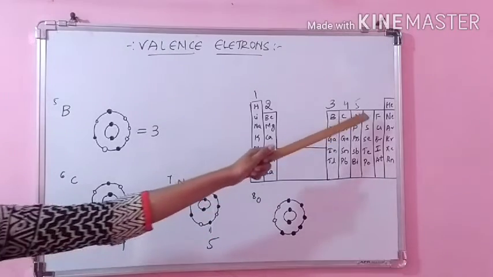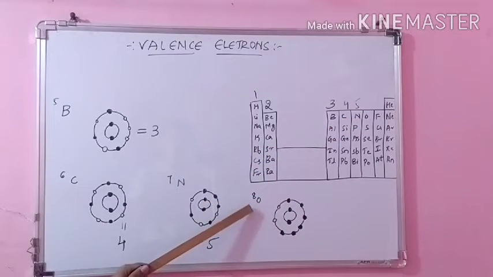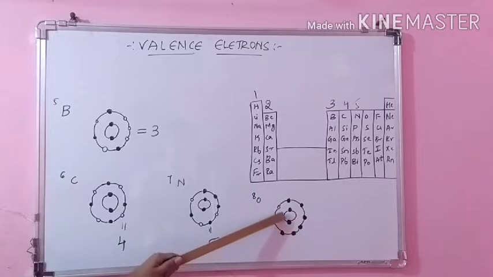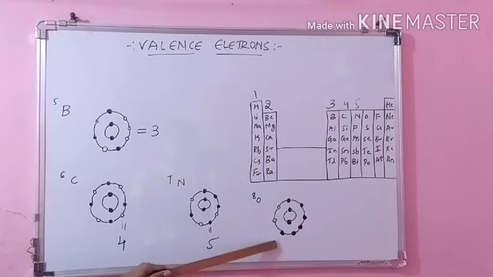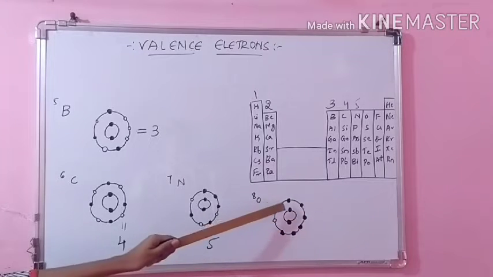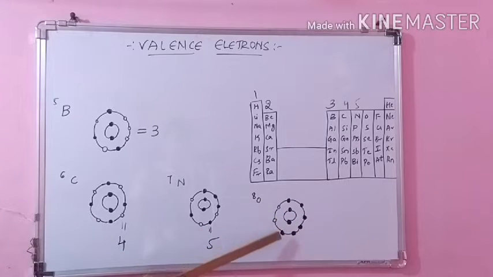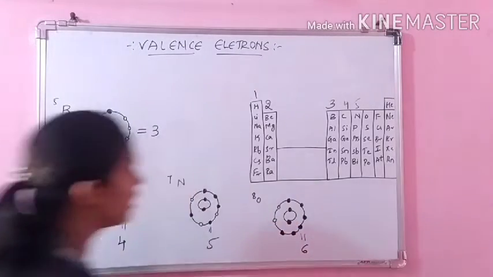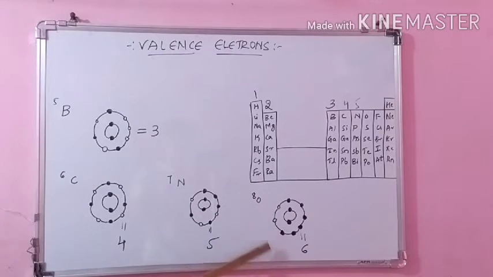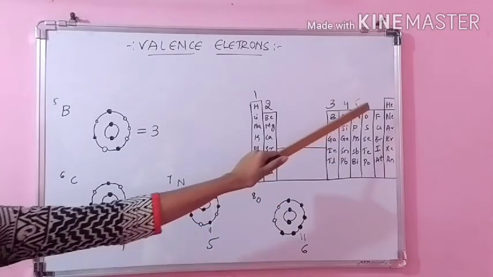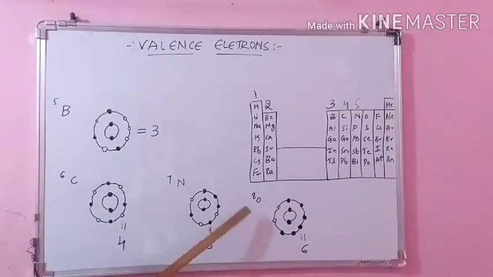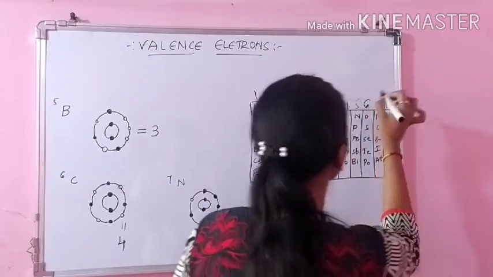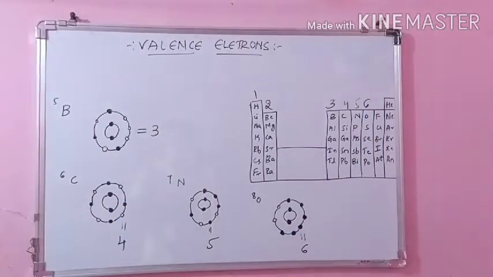Here, the first element I am taking from this column is oxygen. Oxygen has atomic number 8. The first energy level will be filled, and in the next energy level I am putting 6 electrons. Again, you can see this is the farthest, outermost shell. Valence electrons are in the valence shell, so this is its valence shell. Then you count the electrons: 1, 2, 3, 4, 5, 6. So it has 6 valence electrons. In this case also, trust me, it is the same not only for oxygen but also for all the elements below it, which have 6 valence electrons.